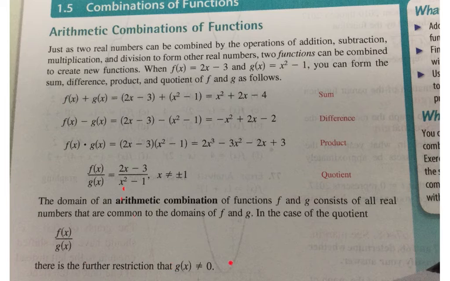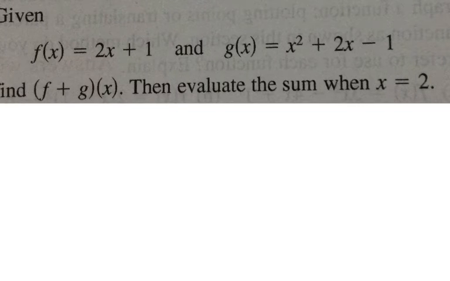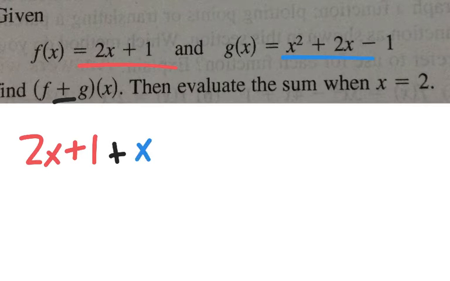All right, that's what I just talked about there. Okay, we've got f of x is 2x plus 1. G of x is x squared plus 2x minus 1. It tells me to find f plus g. So what are we doing? We are adding the two functions. We are adding f and g. So I'm going to write down f of x, which is 2x plus 1, and I'm going to add g of x, which was x squared plus 2x minus 1.